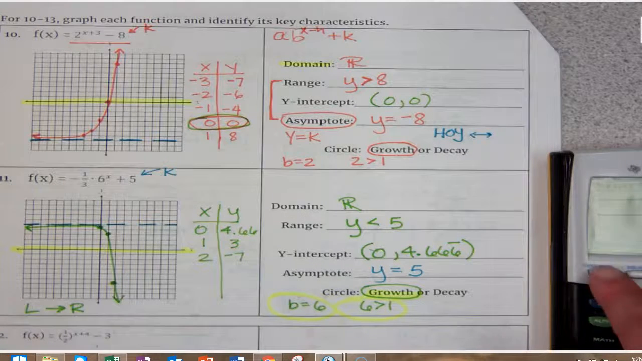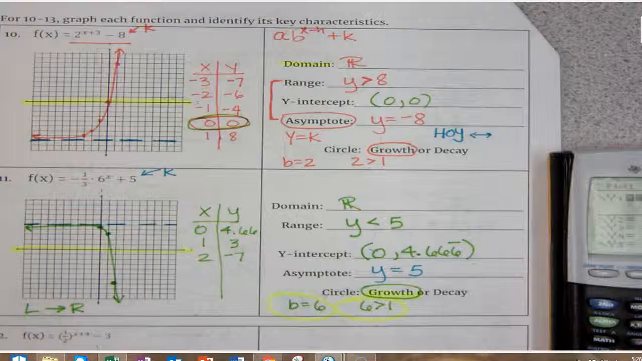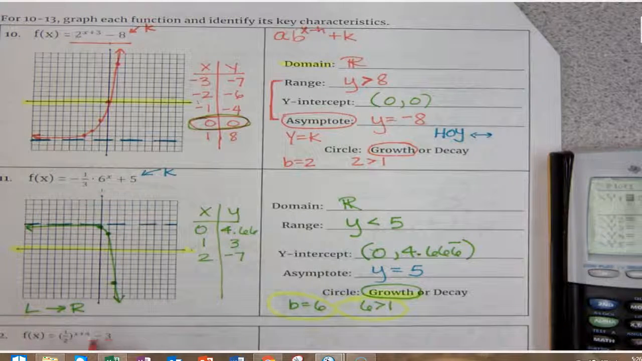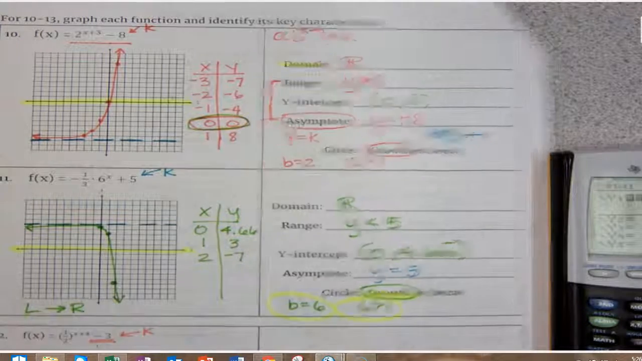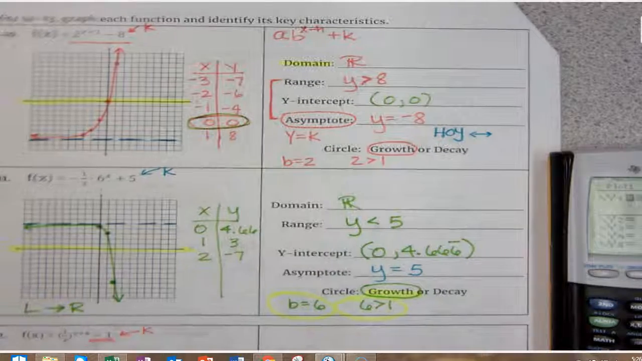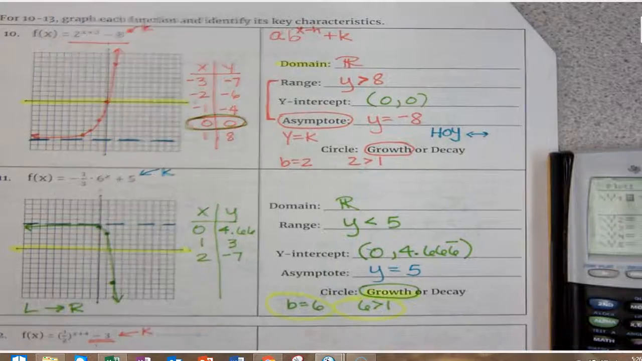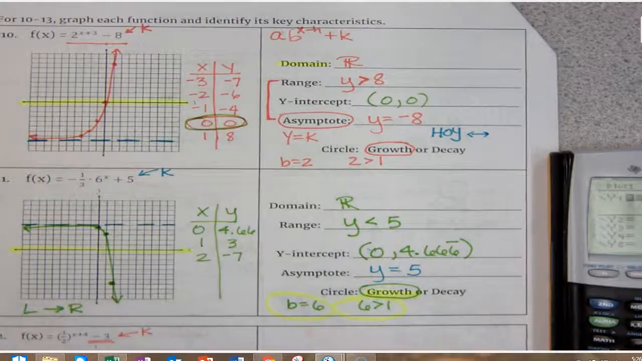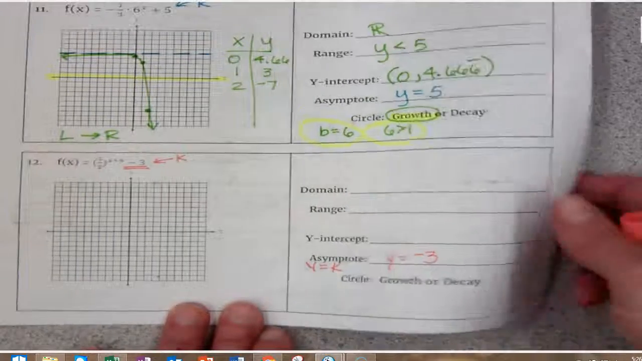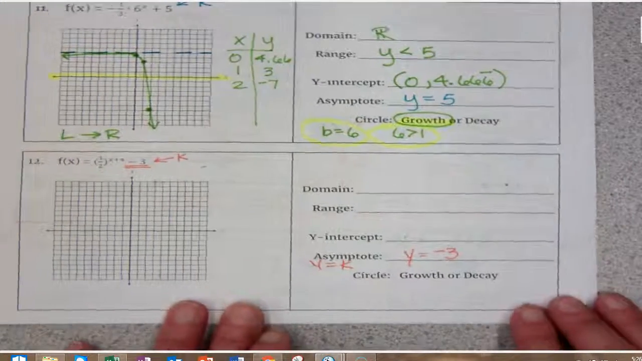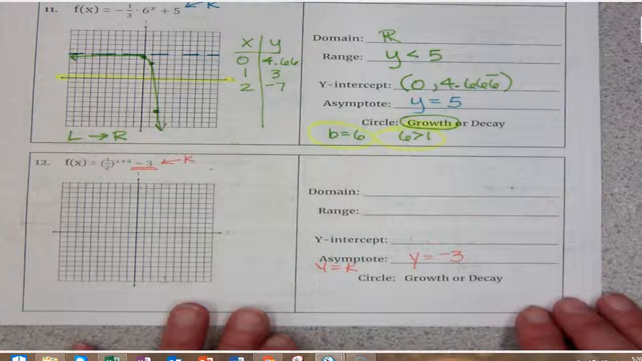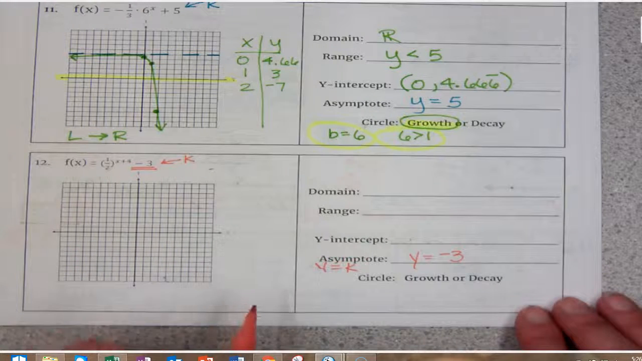This one, I'm going to look at this right here. Boom. That's my k. I know that y equals k for my asymptote. Y equals -3. Oops. You might want to see that. Sorry. There you go. Okay.